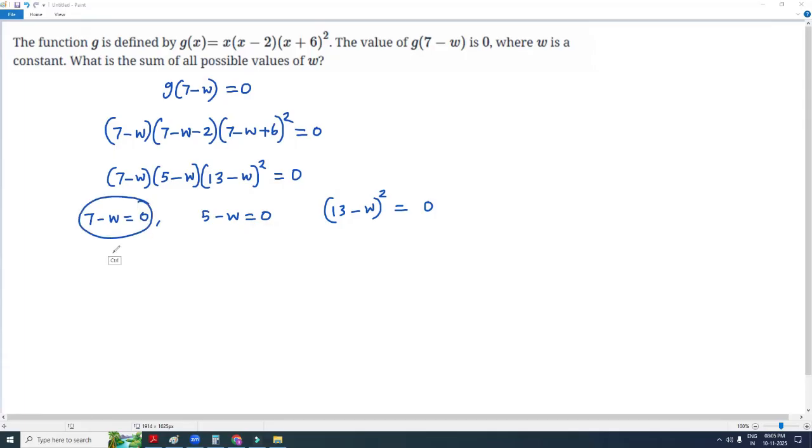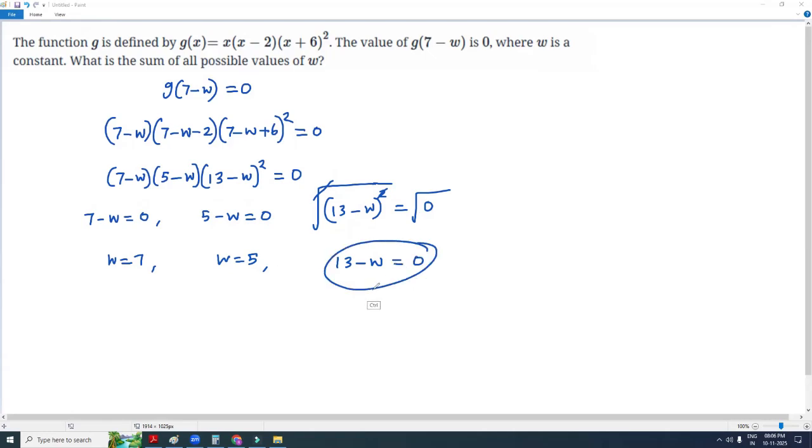If I solve for w in this equation, I get w = 7, and in this equation, I get w = 5. And in this equation, first we have to get rid of the exponent 2. For that, we have to take the square root on both sides of the equation. Here, the square root and square cancel out. I get 13 - w on the left side. On the right side, the square root of 0 is 0. If I solve for w in this equation, I get w = 13.